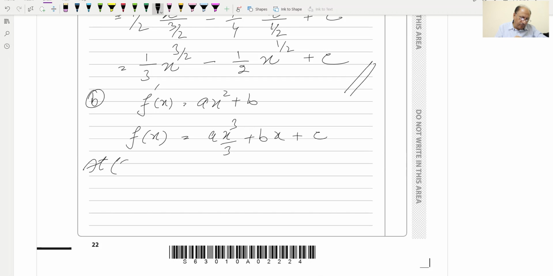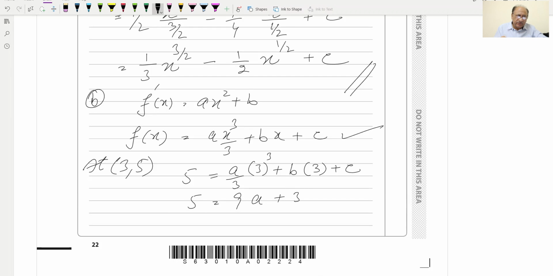Now at point (3, 5), which is the given point, we can use this equation to find the value of c. So it will be 5. Y value is equal to a by 3 into 3 cubed plus b into x value 3 plus c. Now we can rewrite this equation: 5 is equal to 3 cube, which will be 27, so it will be cancelled, so it will be 9a plus 3b plus c.